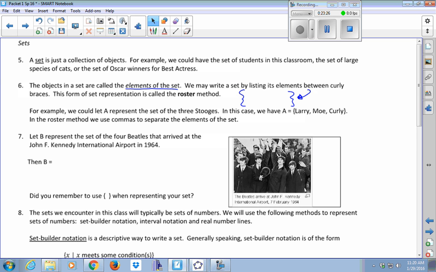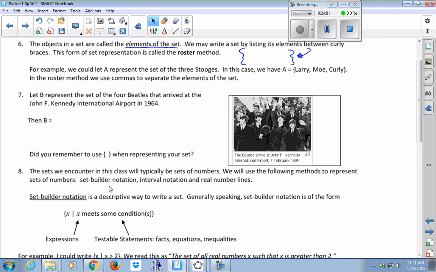So if I ask you for a set on your take-home quiz that I give you on February 8th, and you correctly list the members of the set or the elements, but you don't use the curly braces, then that's not a set. So you must have these curly braces because it says, hey, I'm a set. That's what those curly braces mean. Okay, so if I asked you to let capital A represent the set of the Three Stooges, then you could say A is equal to curly braces, Larry, Moe, and Curly. Okay, and that's how I would represent that set.